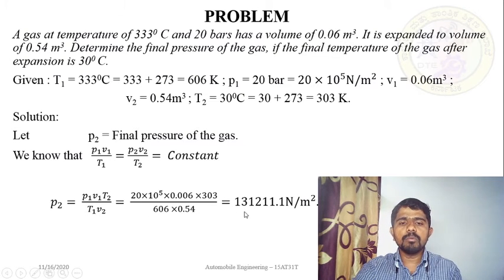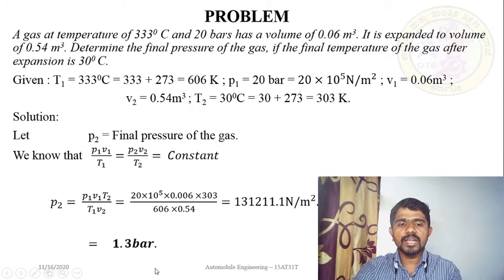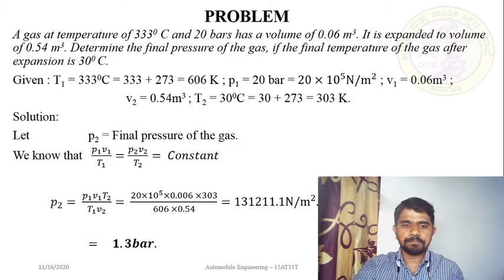So that will become 13121 Newton per meter square. So please check the answer. I can write this Newton per meter square form of pressure into bar by multiplying 10 to the power of minus 5. So that will give you 1.3 bar. Simply you can get 1.3 bar. Is that okay? Very simple problem.